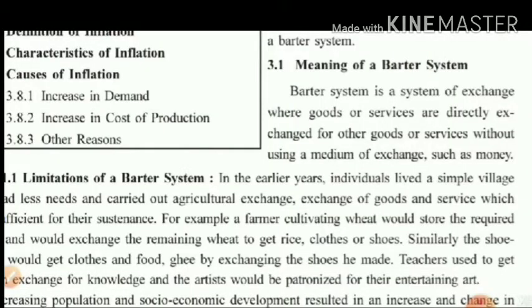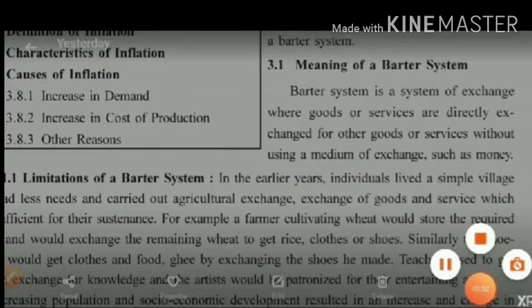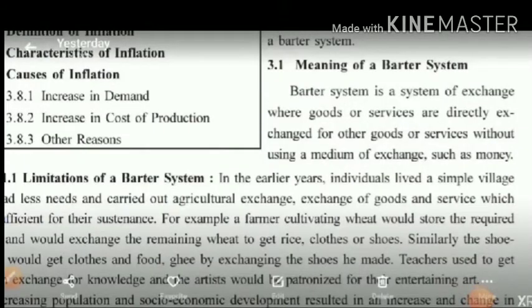Barter system means what? Whenever one person is exchanging goods and services directly with the other, without using any medium of exchange such as money, that is, without using money, if one is doing a transaction, it is known as the barter system in short. To understand this concept in detail, there is one video. By that video, it would be much easier for us to understand the concept.